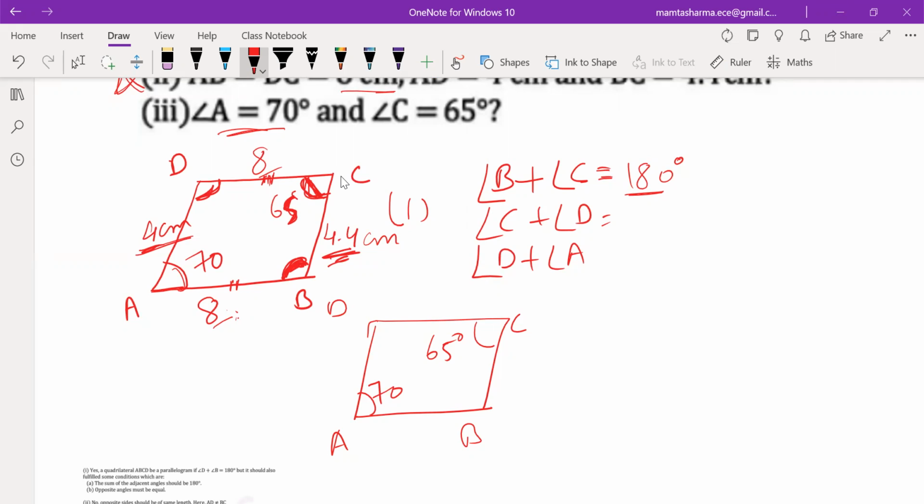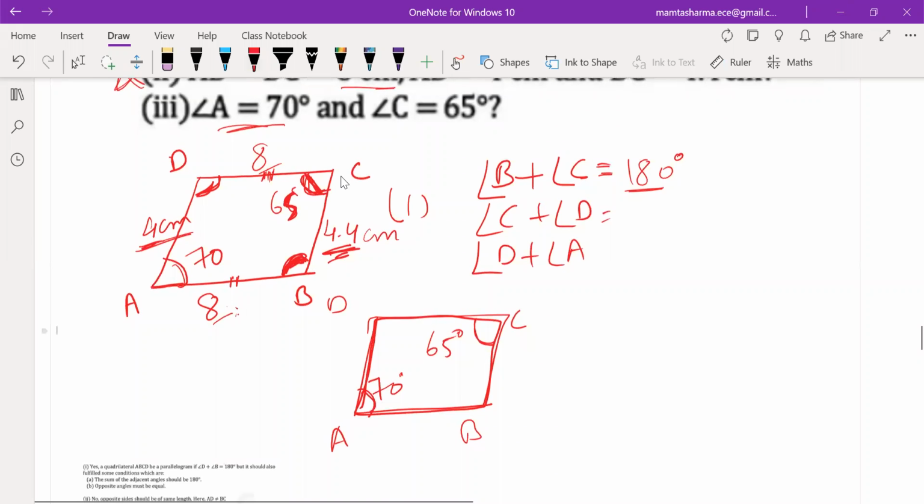Here, for the third one you are telling. Side is not given here, angle is given. Angle has been given. So how will you say whether this is a parallelogram or not? This is not a parallelogram because AD is not equal to BC. See, here AD has 70 degrees and BC has 65 degrees. The opposite angles should be the same, ma'am. Here the opposite angles are different.